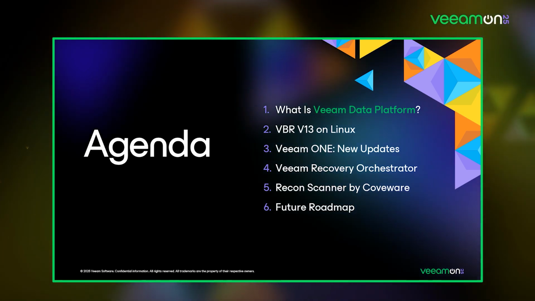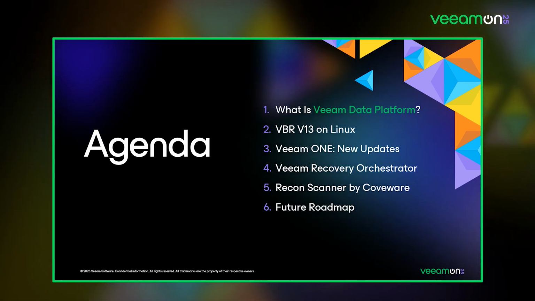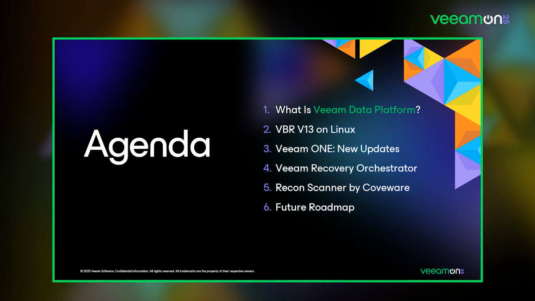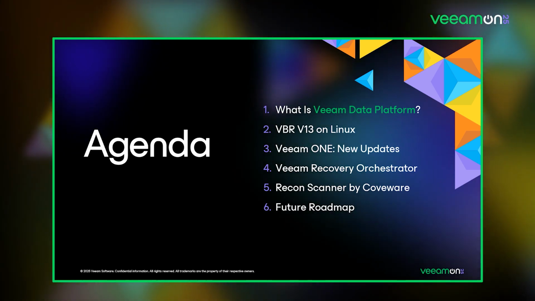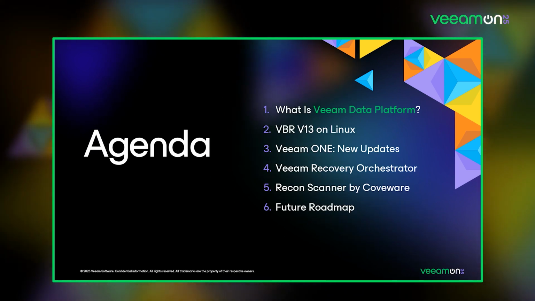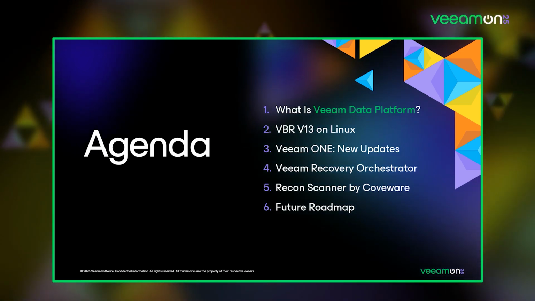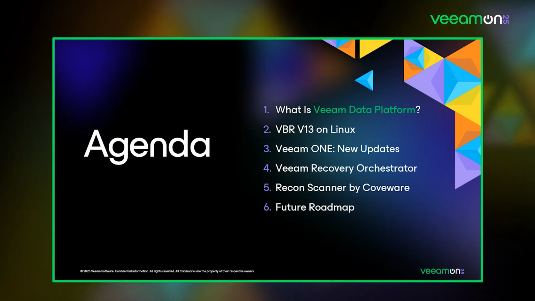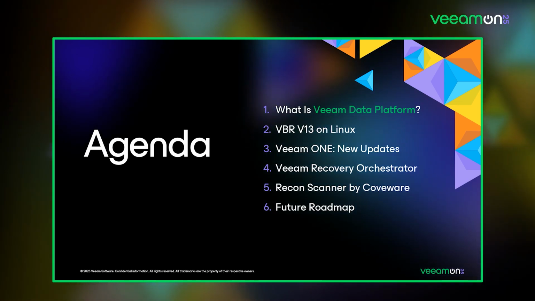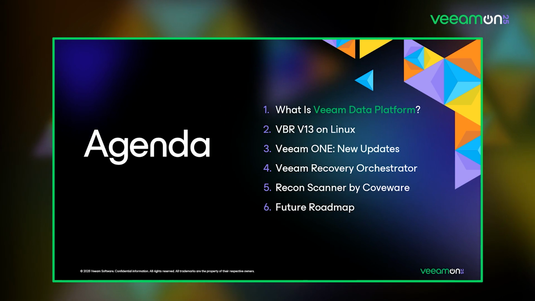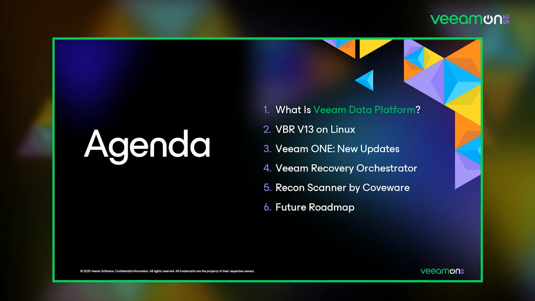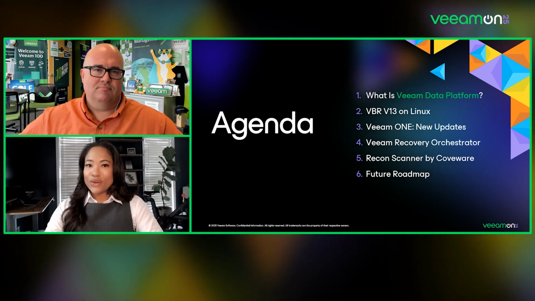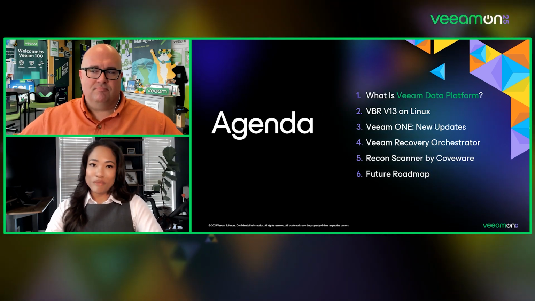Next, we're going to talk about Veeam ONE, which is our monitoring and reporting tool, and some fresh new updates with that. Then we're going to cover Veeam Recovery Orchestrator. Now, that's a powerful tool that's automated for reliable recovery, and we have some new features coming up with that product. Then we have the Recon scanner by Coveware, which is an essential part of our ransomware response toolkit. And then finally, we'll take a look at our future roadmap.